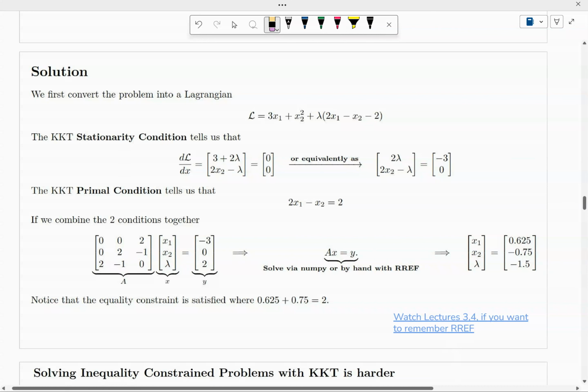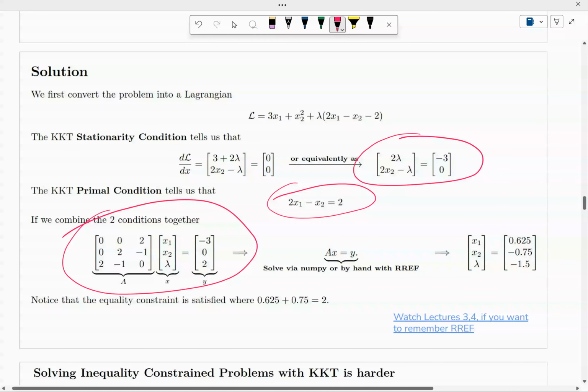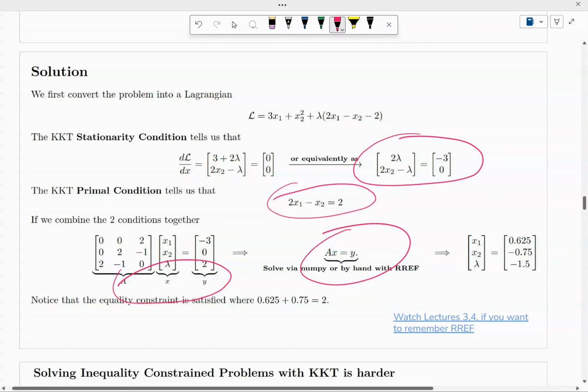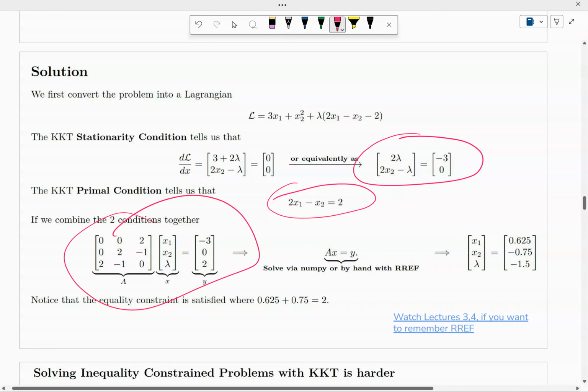Okay. So for this one, once again, the step is pretty simple. You basically make sure you find the stationarity condition, right? The stationarity condition gives you these conditions. And then you add the primal. Once you add the primal in, you end up with Ax equals y, and you can solve this with RREF. If you solve it, this should be the solution. So this is a very simple example, where you can simply plug it into a 3 by 3 matrix and solve everything.